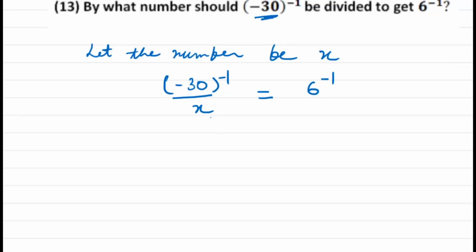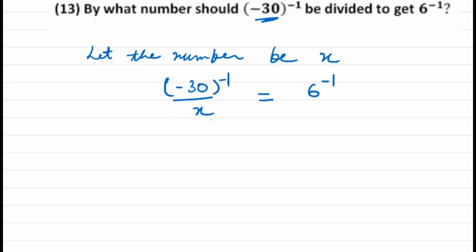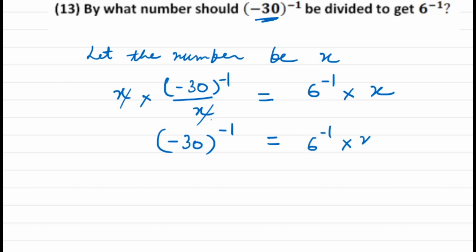So now we'll solve this. Here we have to find out the value of x. Here x is in the denominator, so I'm going to multiply this x on both sides. So this x will cancel out with this one, and you'll get minus 30 to the power minus 1 equals 6 to the power minus 1 into 6x. So now you have to find out x.